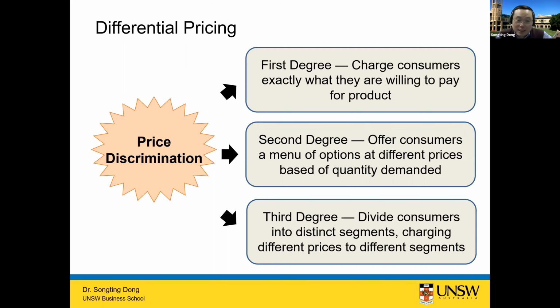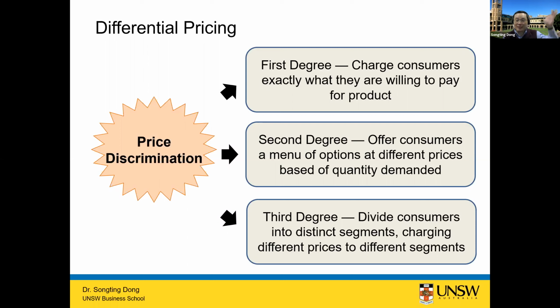Theoretically, there are three levels of price discrimination. The first degree of price discrimination is basically charging consumers exactly what they are willing to pay for a product. There are very few cases in this category because first degree price discrimination is very hard. One possible scenario may be an auction. For example, extreme storm out there.